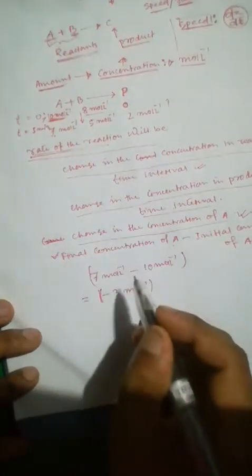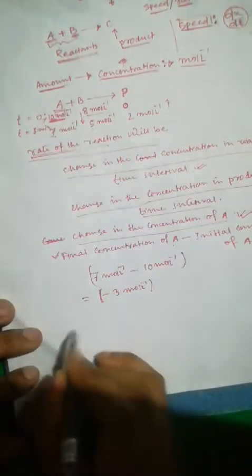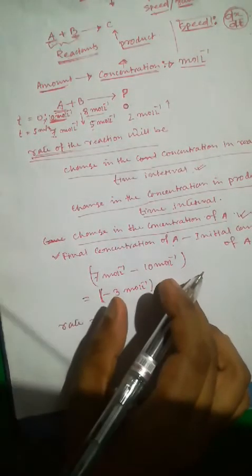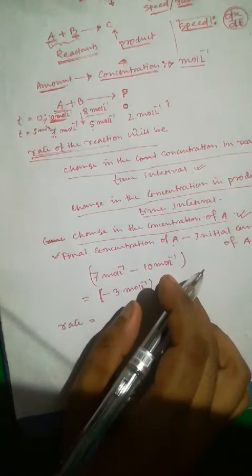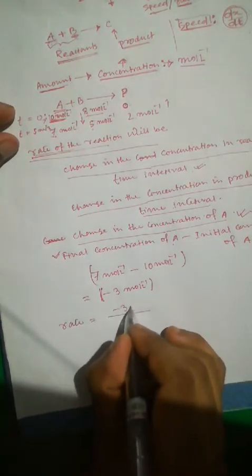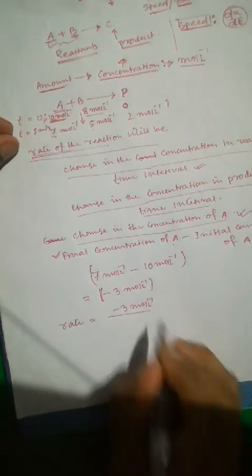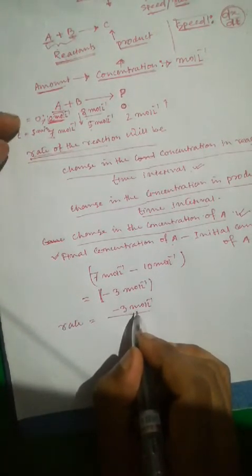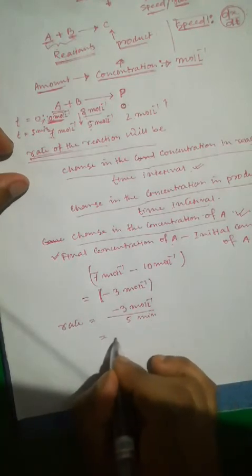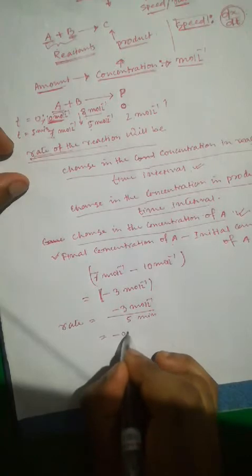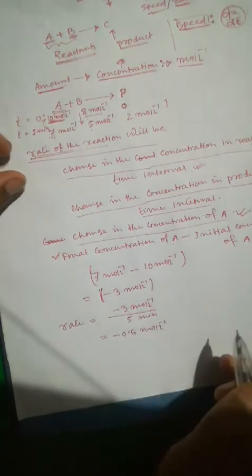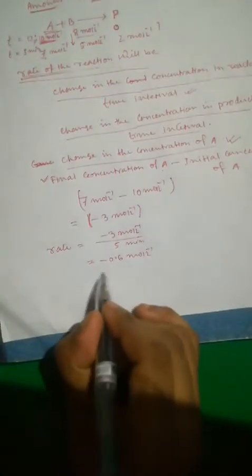And what will be the rate of the reaction in terms of A? The rate of the reaction will be the change in the concentration of A divided by the time interval. The change in the concentration of A is minus 3 mol per liter. And what is the time interval? 5 minus 0 is 5 minutes. So if we calculate this, it will be minus 0.6 mol per liter per minute. Now see, here the rate itself is negative.